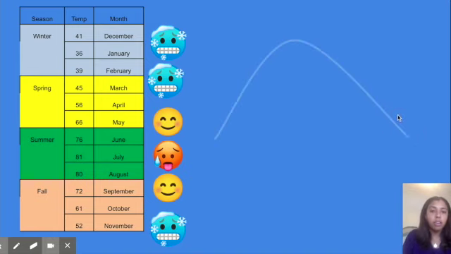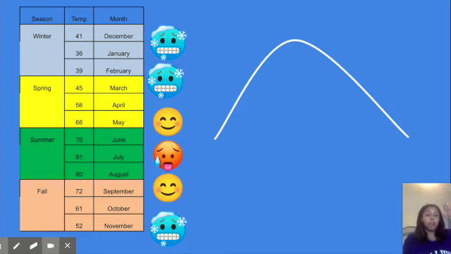So I noticed that the temperature tends to move like this. It starts out cold in December, and then it might get a little warmer. In the spring, it gets a little warmer. By the summer, it is hot, hot, hot. And then in fall, it starts to get colder again until it's very cold and we're back in winter. So throughout the months, I saw that we started out getting warmer and then it got colder.